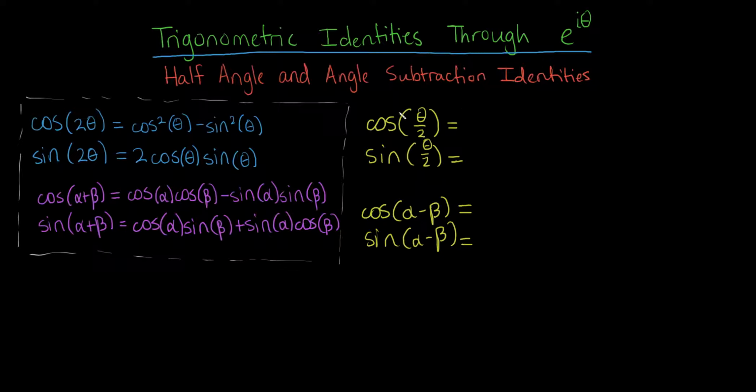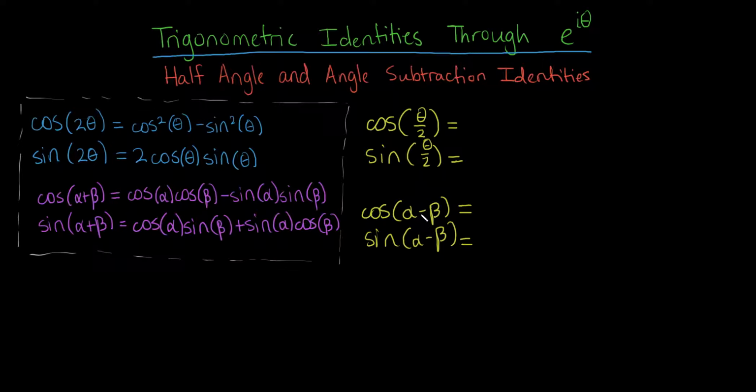And I've written them here in their incomplete forms because we're going to find them in this video. And you can probably match them up. The half angle identities are asking for the cosine and sine of theta over 2. And the angle subtraction identities, very similar again to these identities, is just the cosine of alpha minus beta. Well, let's start with the angle subtraction identity.